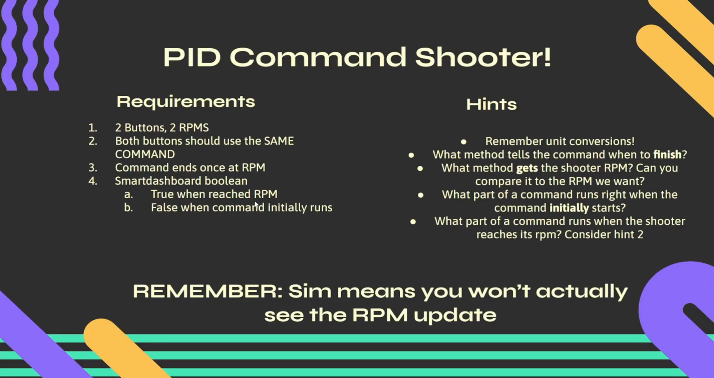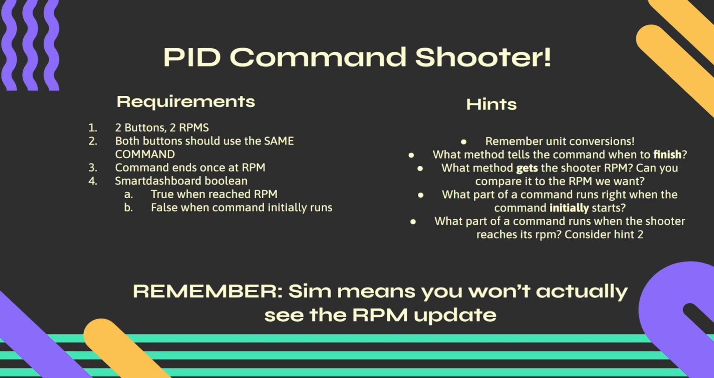You are going to continue working with your command shooter, but we have some extra requirements for this project. So, first of all, we want you to bind two different buttons on your controller, each to a different RPM. That means that you can press one button, have it run at one RPM, press another button, have it run at a different RPM. This is something that you would likely have to do in an actual FRC game with shooting. But part of the challenge is both buttons should use the same command.